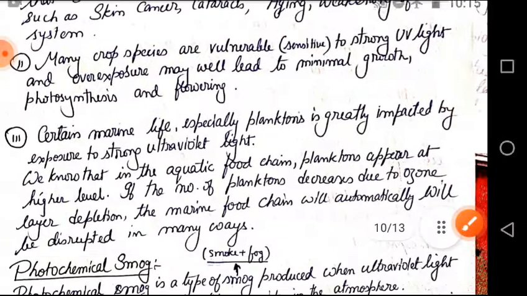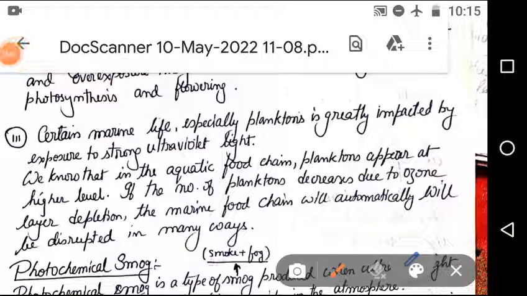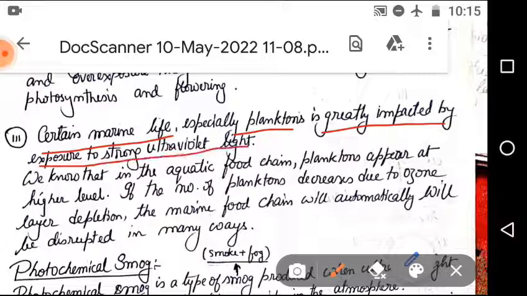The next impact of ozone depletion is that it will also affect marine life. Why is it getting affected? Because the water is going to be heated up more by the strong ultraviolet radiation, and thus it will affect marine life, especially the planktons, which are single cellular living organisms, greatly affected by exposure to strong UV light.